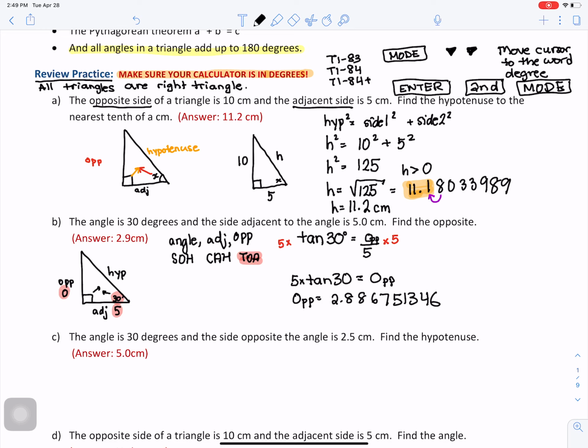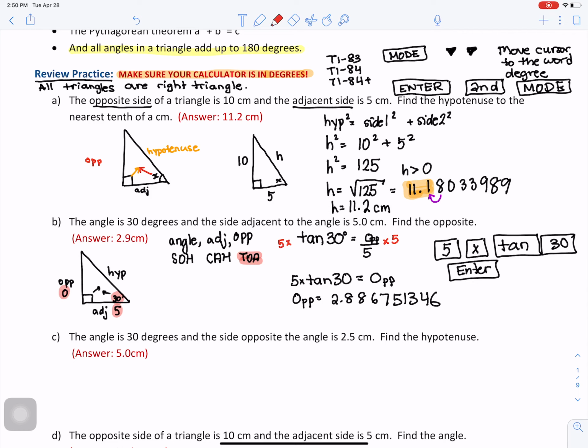And so, therefore, my opposite side, if I do that on the calculator, 5 times tan 30 is 2.886751346. So on your calculator, you're going to hit 5. You're going to hit the times button. You're going to hit the tan button. And then you're going to hit the value 30 and then hit enter. So be careful you're entering that correctly.